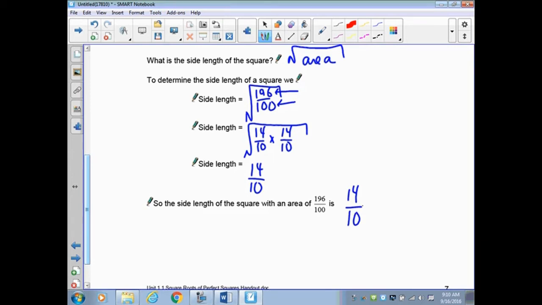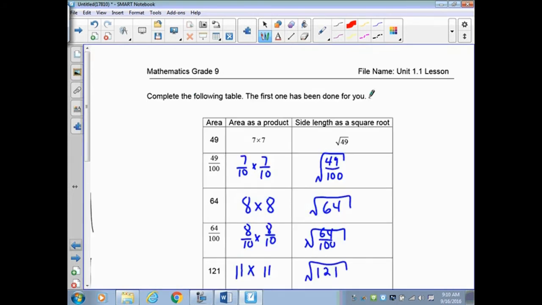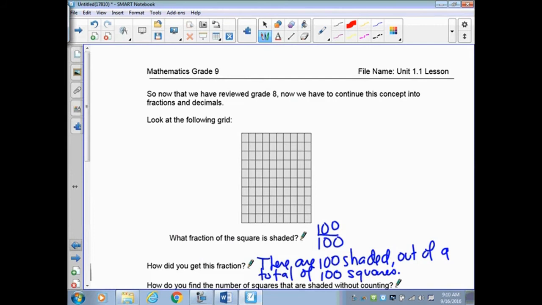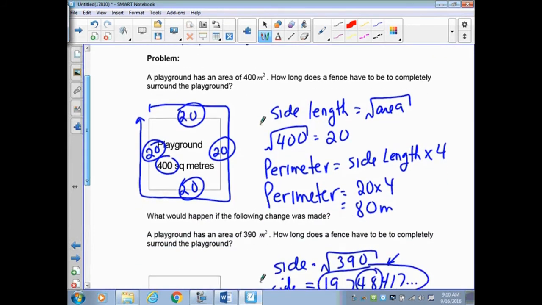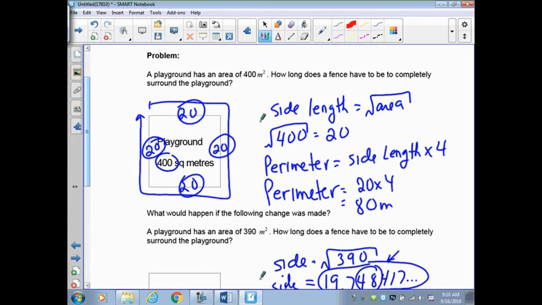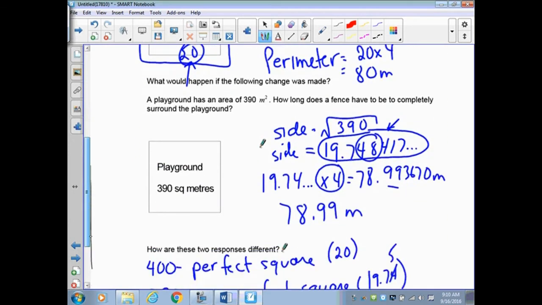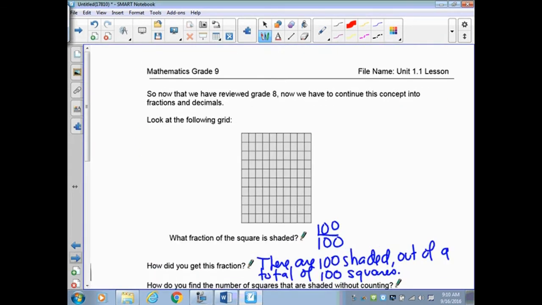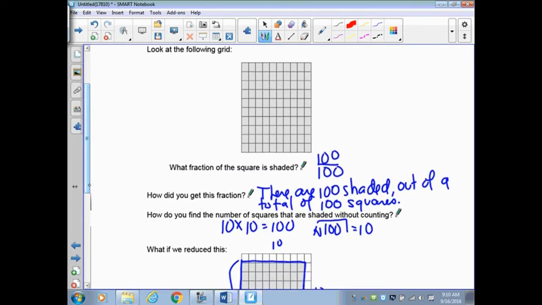Now let's go back and take a look at all of this stuff so we can compare this to perfect squares. All right. Now we know that 400 is a perfect square because its side lengths are whole numbers. How does that apply to a fraction? Well, in fractions, it's the same thing. 100 is a perfect square. That means that's 10 by 10. This one on the bottom is also a perfect square because it's 10 by 10.